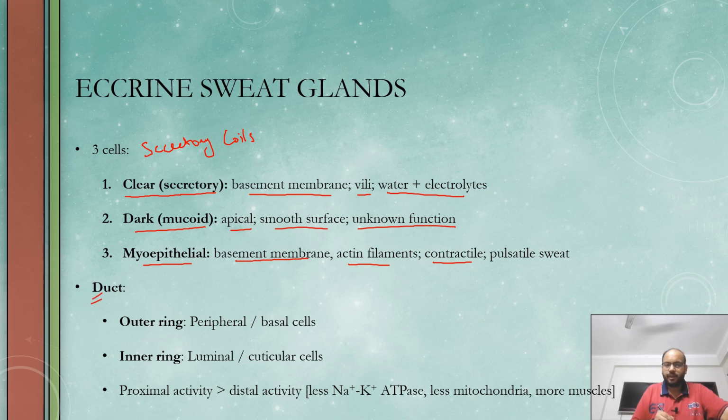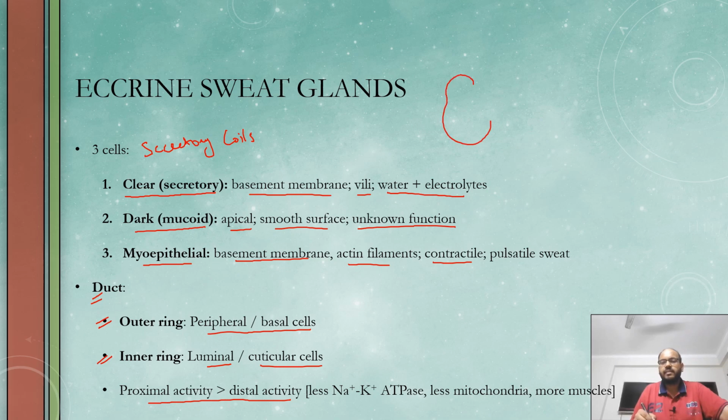Let's discuss the ductal part. The ductal part has an outer ring composed of peripheral basal cells and an inner ring, whose cells are called luminal or cuticular cells. You need not remember this in detail. It's better to have a good understanding, so we are just discussing that. The proximal part of the duct has major activity as compared to the distal part.